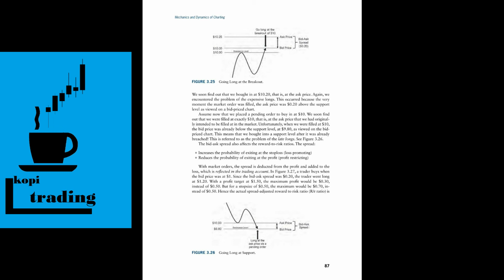Assume now that we placed a pending order to buy in at $10. We soon find out that we were filled at exactly $10, that is, at the ask price that we had originally intended to be filled at in the market. Unfortunately, when we were filled at $10, the bid price was already below the support level at $9.80, as viewed on the bid price chart.